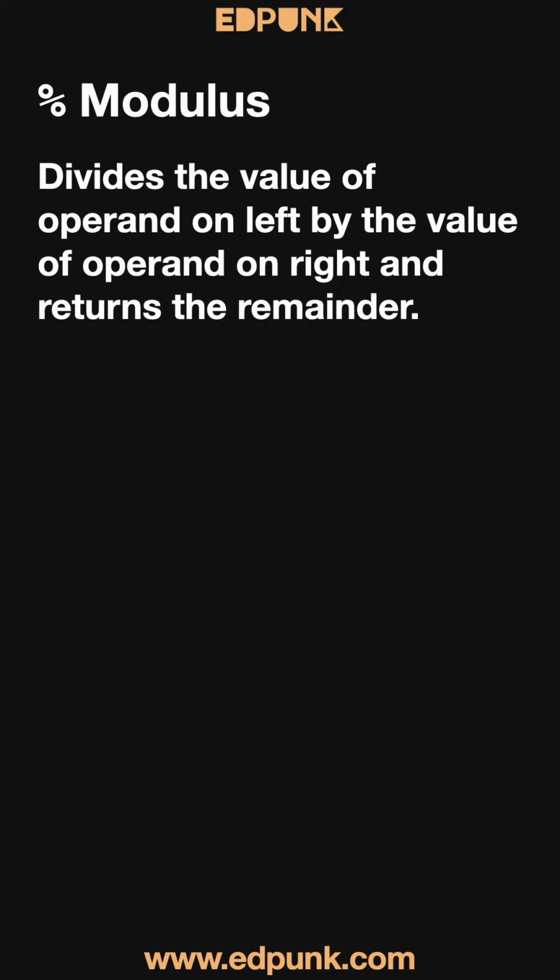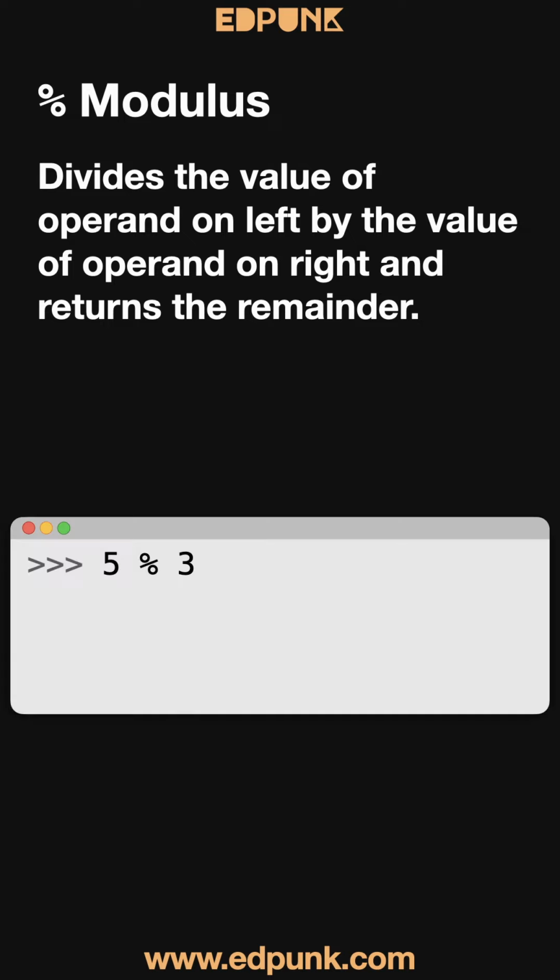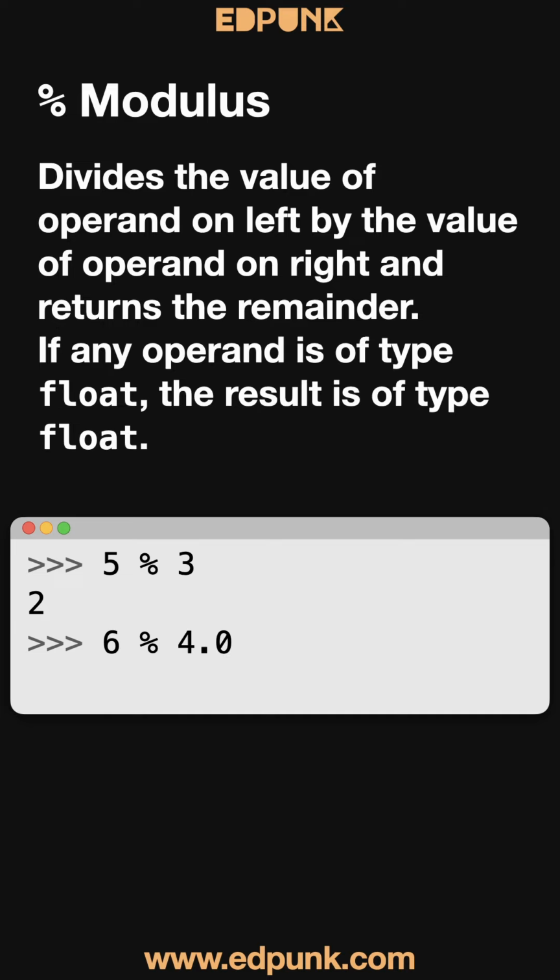Moving on to the next operator. The modulus operator is used to fetch the remainder left after floor division of the left operand by the right operand. For example, 5 mod 3 returns 2, as when 5 is divided by 3, it leaves 2 as the remainder. Similarly, 6 mod 4.0 returns 2.0. In this case, the remainder is of type float, as one of the operands is of type float.